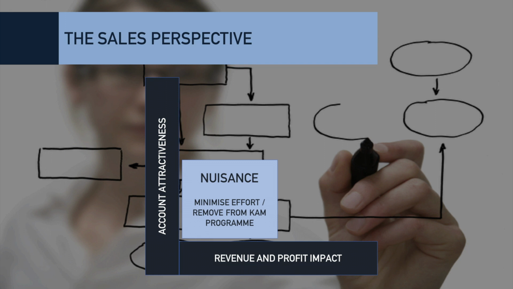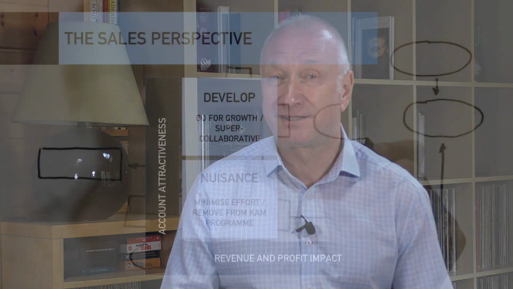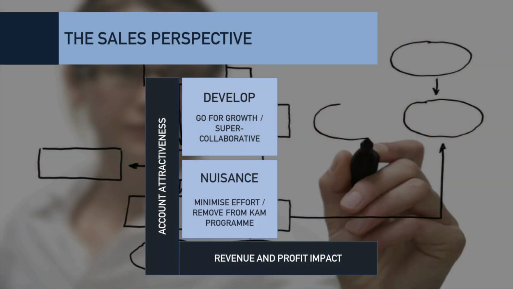In the top left-hand quadrant of the matrix, where the supplier's revenues and profit from the customer relationship remain low, but the customer is considered an attractive proposition, then this is the develop box. Here, the supplier will be making relationship-specific investments in anticipation of growth in revenues and ultimately profitability. You might call this the optimist box.